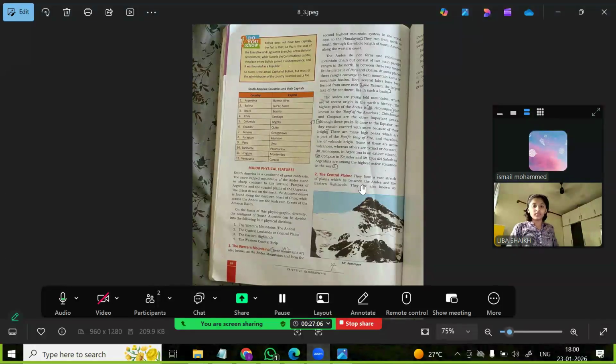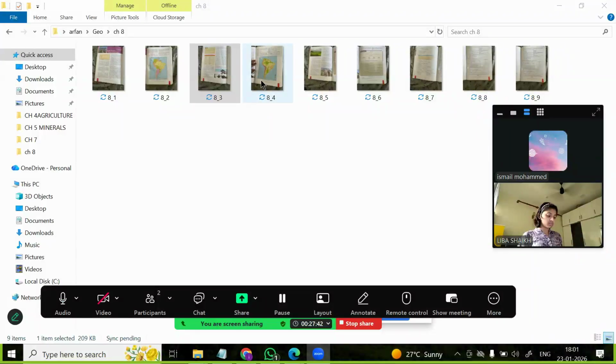Then we come to the central plains. Plains are where the land is very fertile, where you can do farming. They form a vast stretch of plains which lie between the Andes Mountains and the Eastern Highlands. On the western side you have the Andes Mountains, on the eastern side you have the Eastern Highlands, and in between those two you have the Central Plains or Central Lowlands. They are also known as, what are they also called?